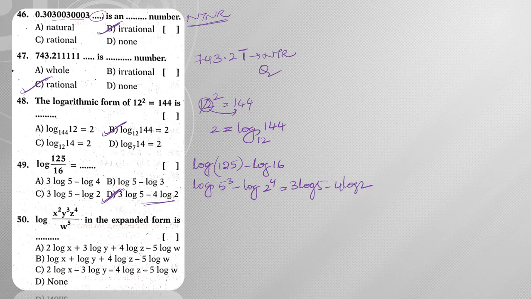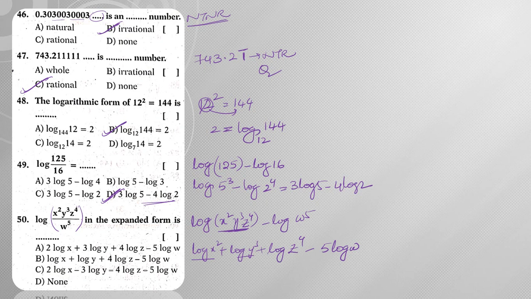Next, question number 50. If you observe this whole thing, this is the form of log of x by y. Log of x by y I can write as log of x square y cube z power 4 minus log w power 5. Again this is in the form of log of ABC. Log of ABC I can write as log x square plus log y cube plus log z power 4 minus, using power rule, 5 log w.